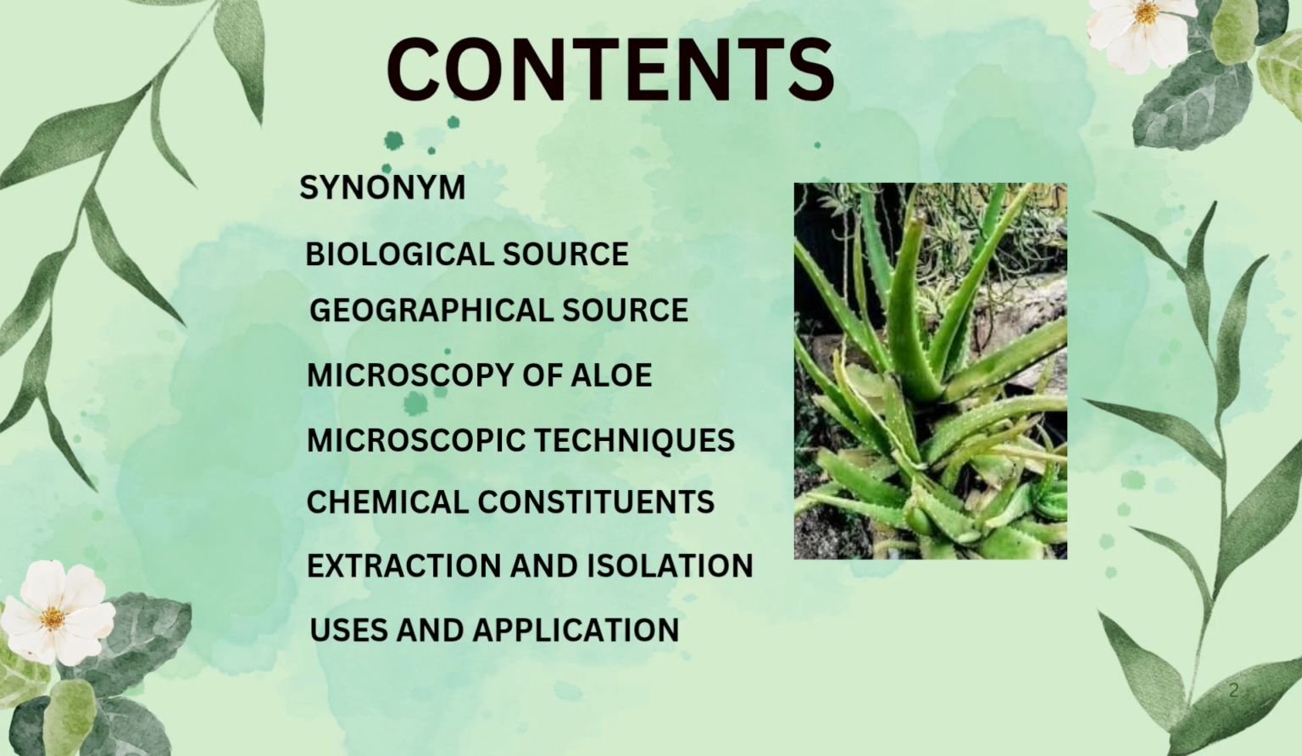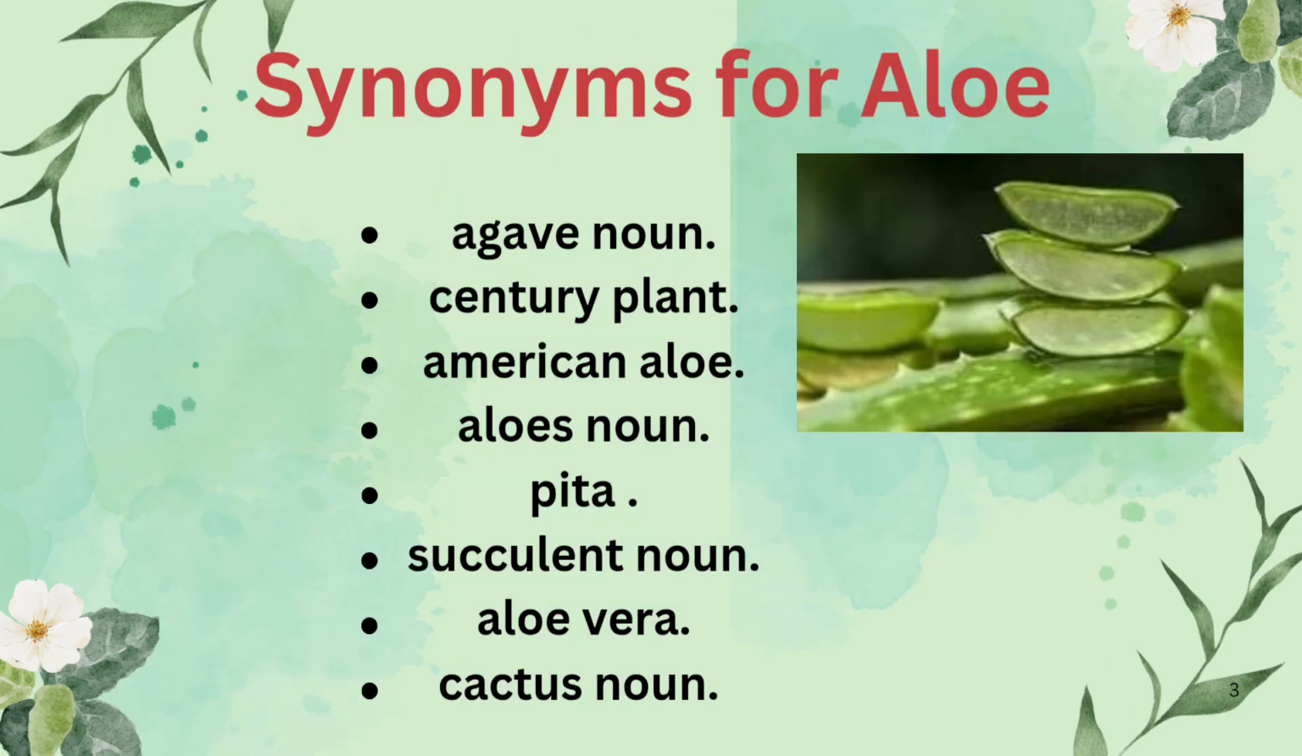Today we are going to learn about aloe and details of aloe vera. So I have divided two parts. Let's start with the synonyms of aloe vera. Agave noun, century plant, American aloe, aloes noun, pita, succulent noun, aloe vera, cactus noun.